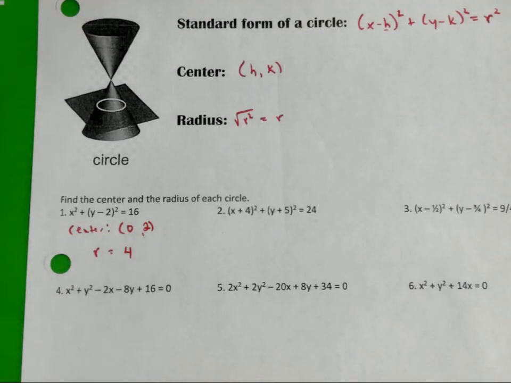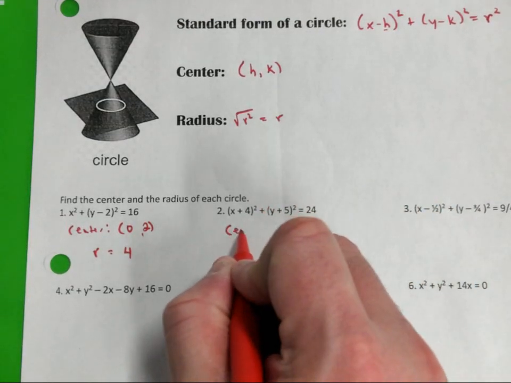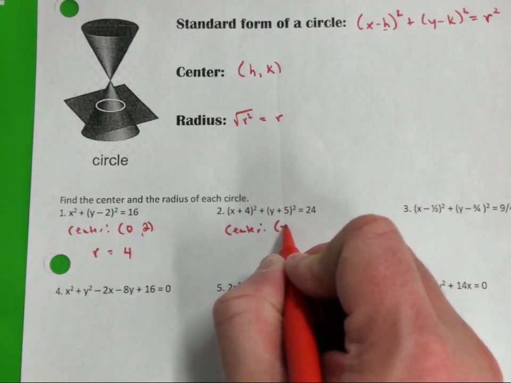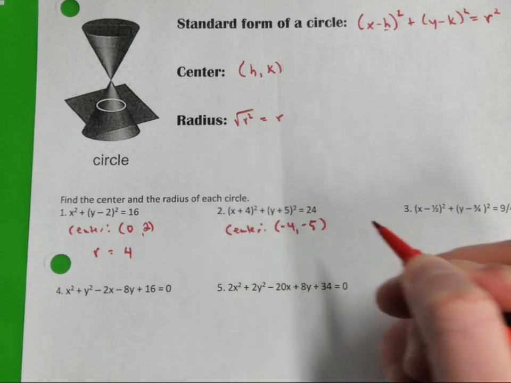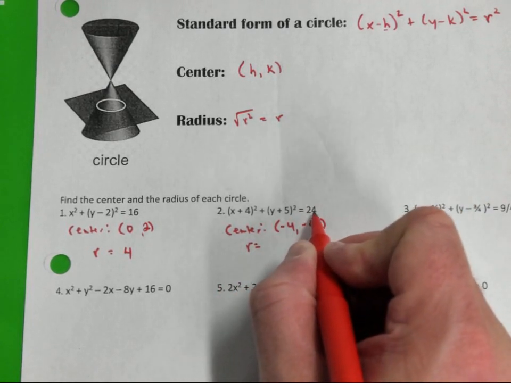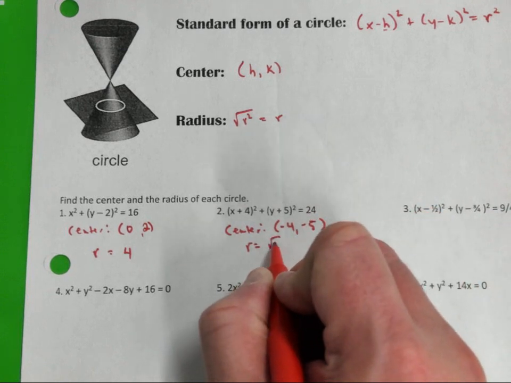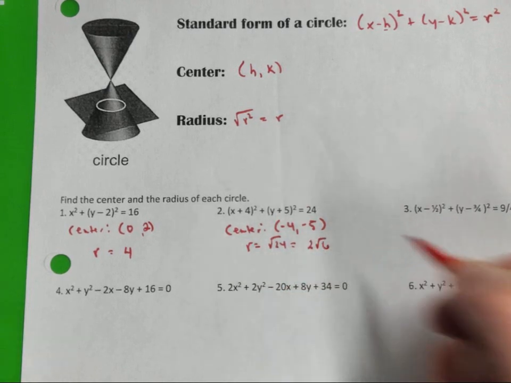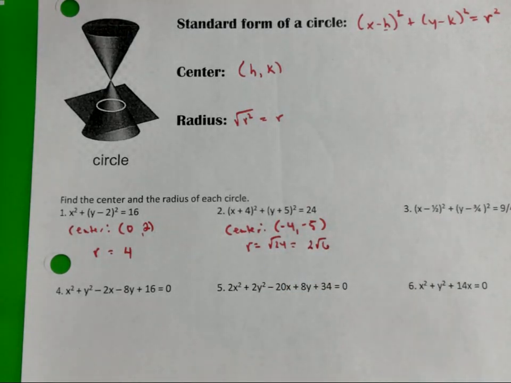Alright, let's look at number 2. What is my center here? Is it 4 and 5 or negative 4 and negative 5? It's the opposite of what you think. Your radius is square root of 24. Do you know that? No, but could you break that down? Yes, you can break that down to 2 square root of 6. So your radius is 2 square root of 6.